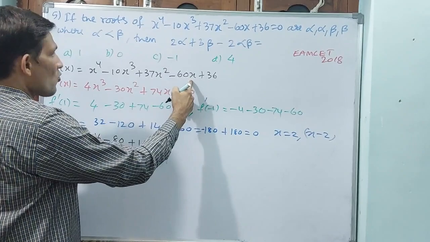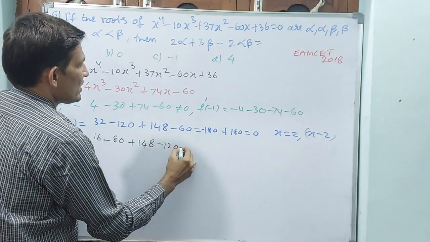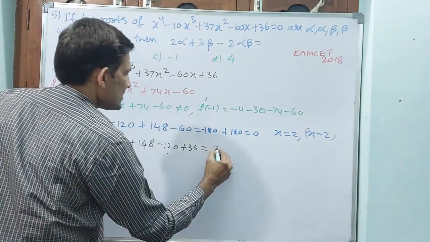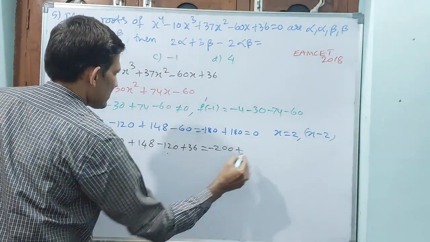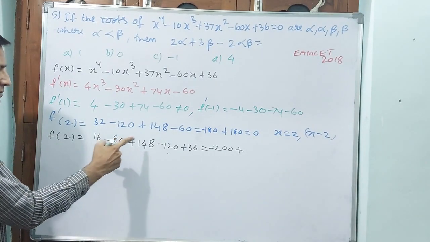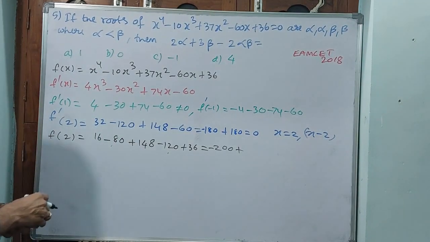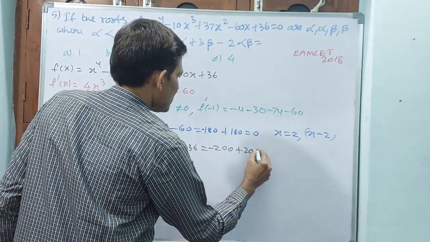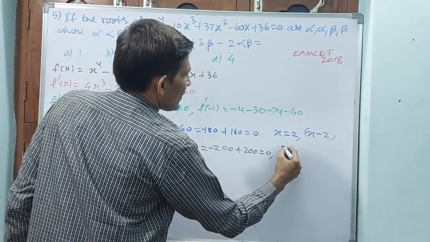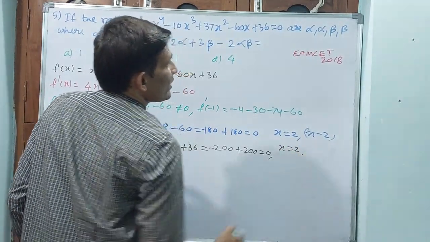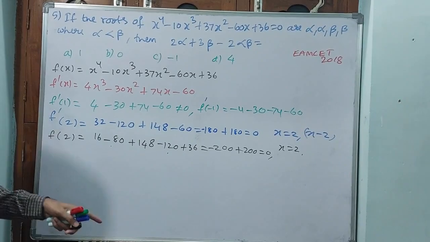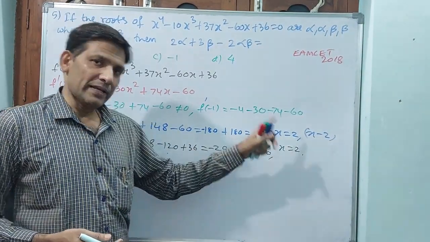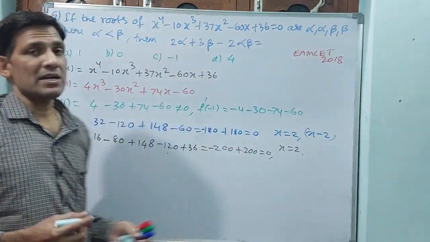Okay, 2 into 60, minus 120, plus 36. Minus is 200. Then plus, we will see: 16 plus 148, 154, 164, 164 plus 36, 200. That is equal to 0. That means x is another root. We don't know, this may be alpha, this may be beta. If another root comes greater than 2, then this is alpha, like we have written. Why? Because beta is greater.